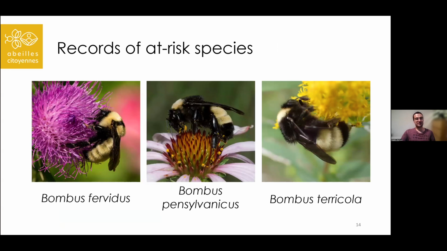We even recorded some at-risk species, notably bumblebees: Bombus fervidus, pensylvanicus, and terricola were caught by some of our volunteers. That gives us hope that our monitoring program can work to follow even pollinators with declining and small population ranges.